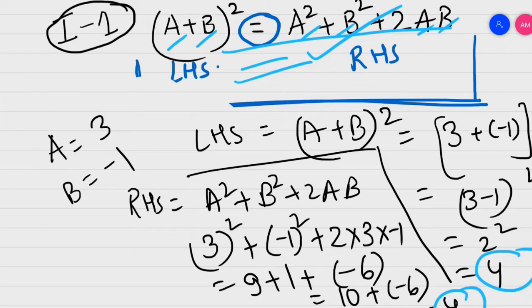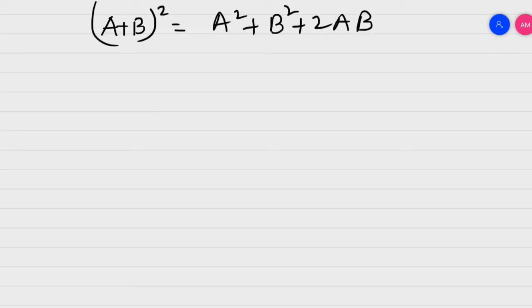Now let us prove this identity through an activity. Children, first let us see arithmetically whether (A + B) whole square is equal to A square plus B square plus 2AB or not. Let us see. (A + B) whole square is equal to A square plus B square plus 2AB. This is our identity. First of all, let us see arithmetically whether it is coming or not.